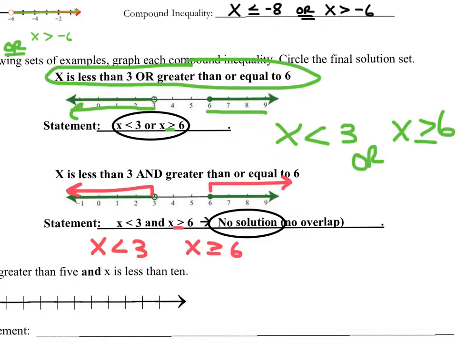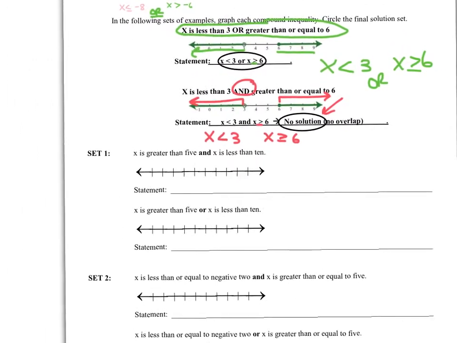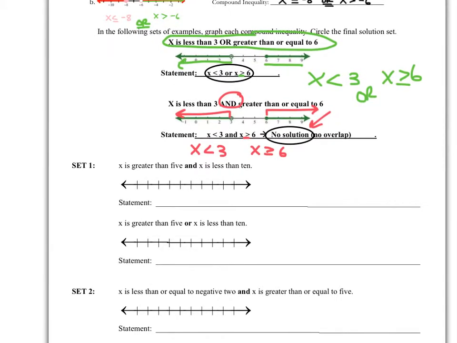For the AND problem, we're looking for the overlap, and there is no overlap. So that's no solution. All right, so let's do some more examples like this where we have to do this ourselves. It's going to be the same statement for an AND and then for an OR. And we have to decide, obviously there's going to be different solutions for whether it's an AND or an OR. All right. Here we go, the fun stuff.